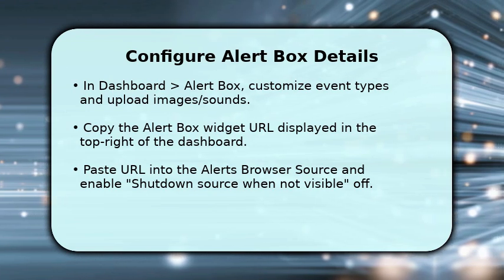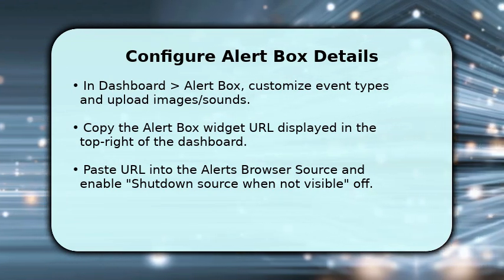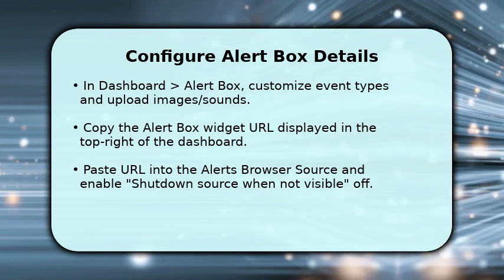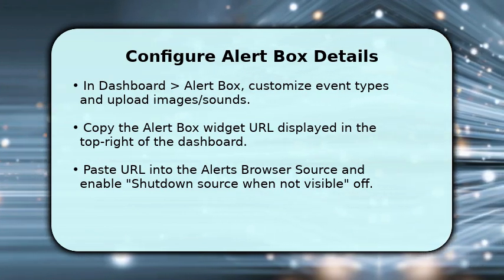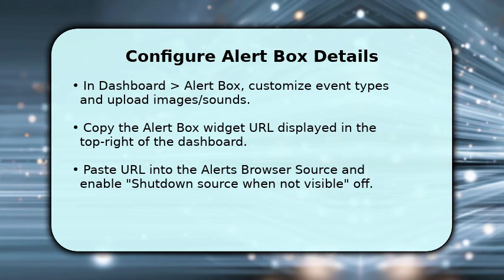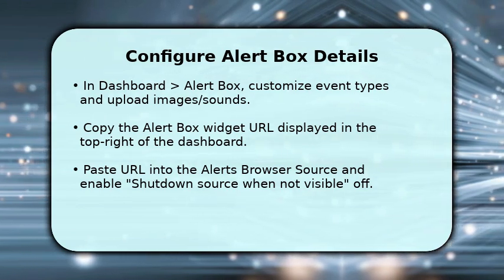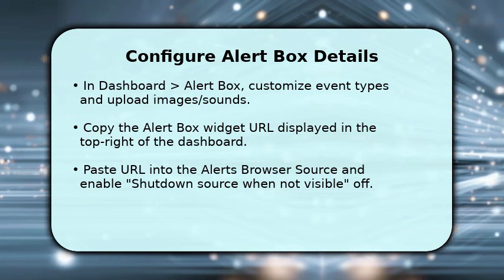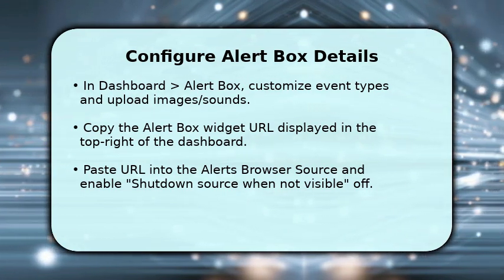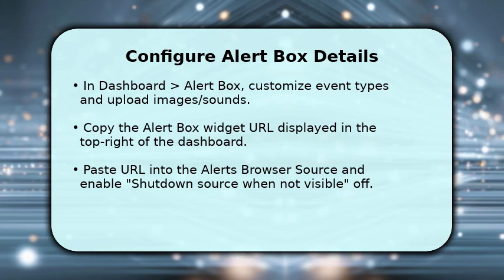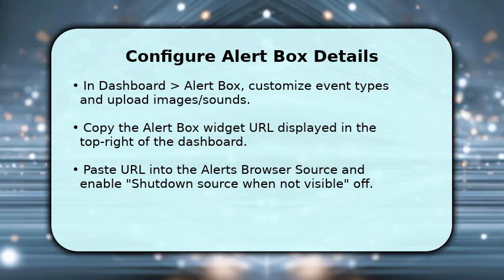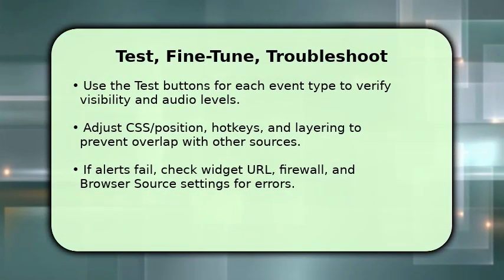Back in Streamlabs desktop, paste the URL into the alert's browser source URL field and confirm. Make sure Shutdown Source when not visible is disabled so alerts trigger reliably. Otherwise, you'll miss events. Finish by testing each event using the test buttons in the Alert Box dashboard. This confirms visuals and audio are working.